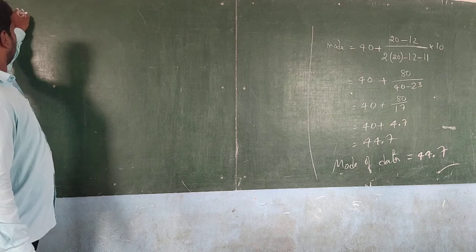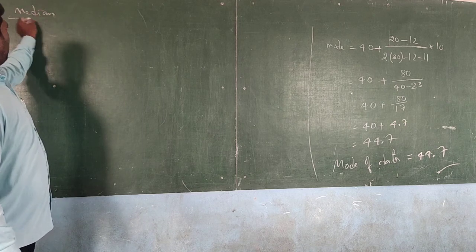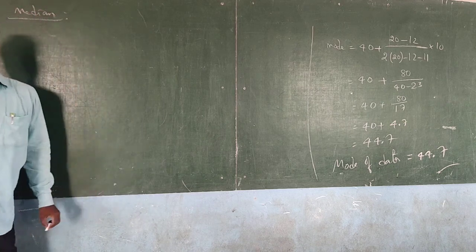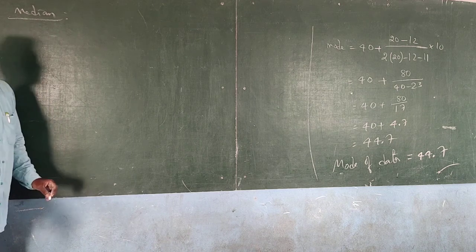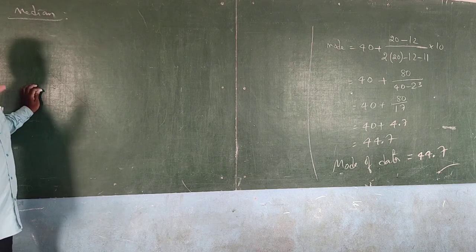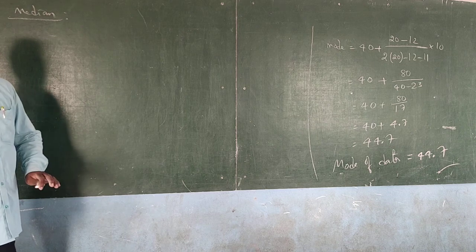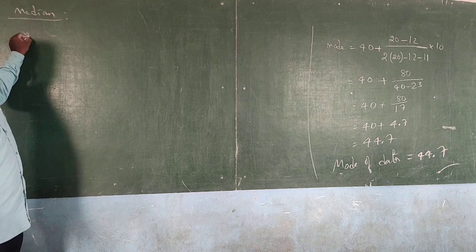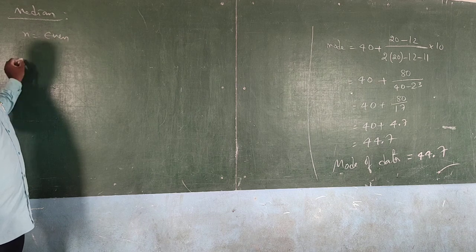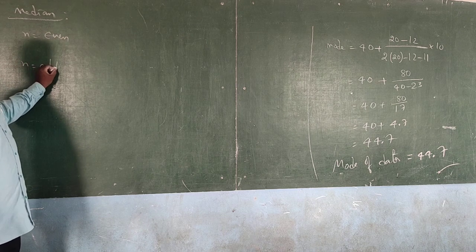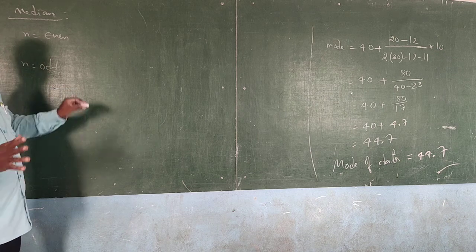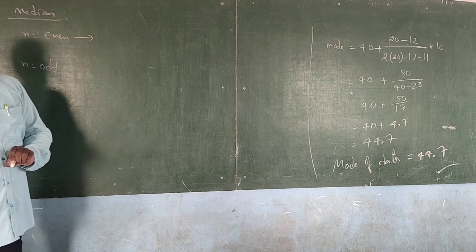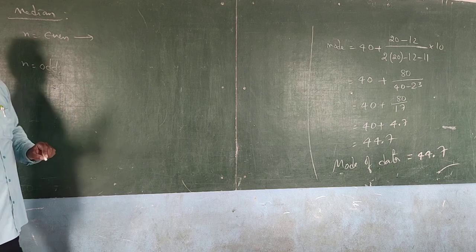Okay, median. What do you mean by median? Nothing but the middlemost value. In ungrouped data, there are two cases: N is even and N is odd. If there are an even number of values, let us take an example.